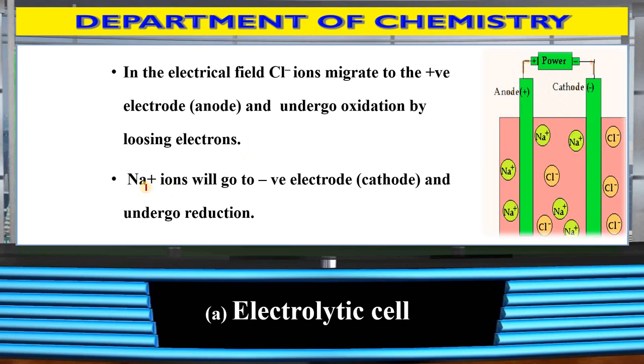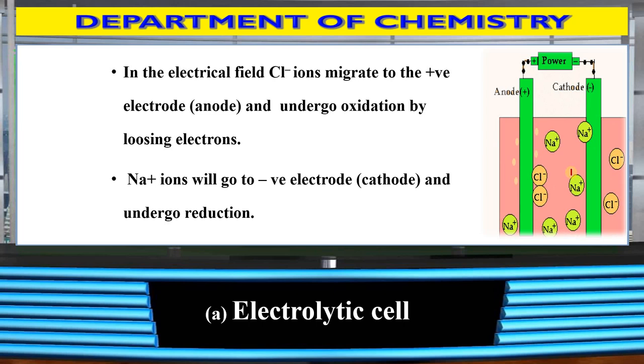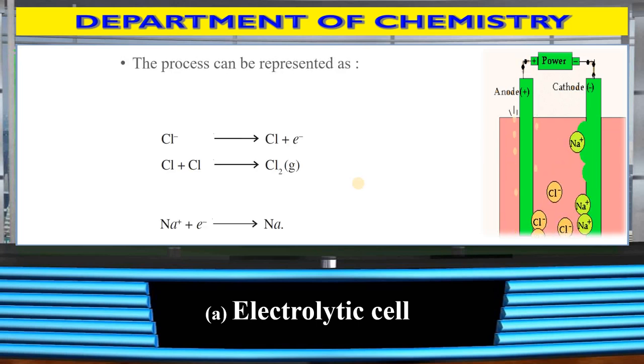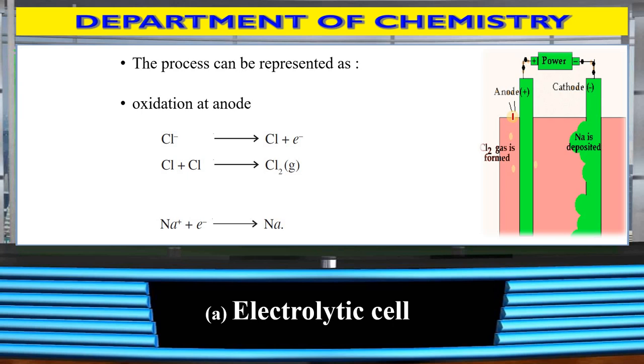Okay, it means here, due to electricity or due to dissociation of ions in the electrolytic solution, Na plus ion goes towards the negative electrode and Cl minus ion goes towards the positive electrode. See here, the process can be represented as oxidation at anode. Oxidation means gain of oxygen, removal of hydrogen or removal of electron, and in this case electrons are removed from this electrode.